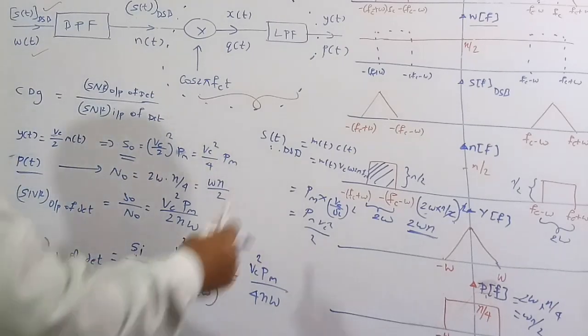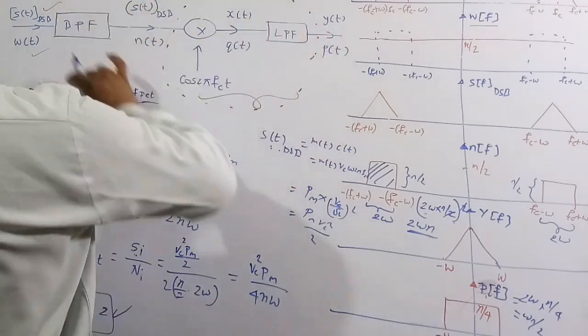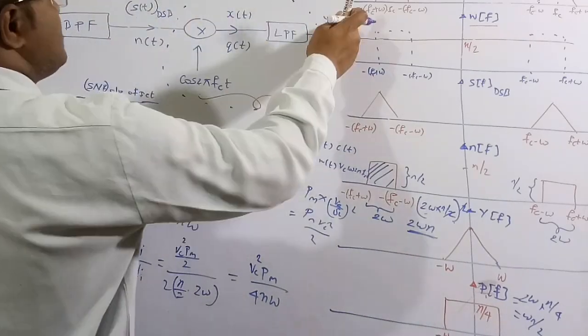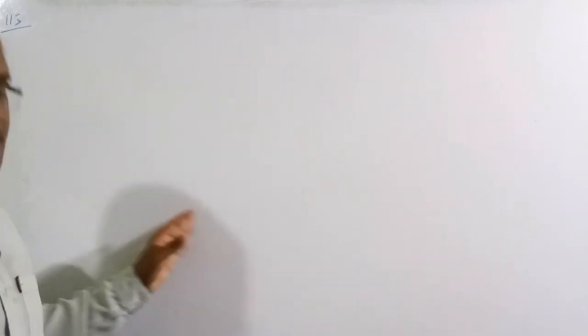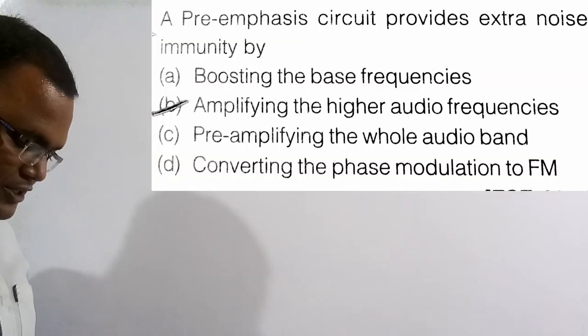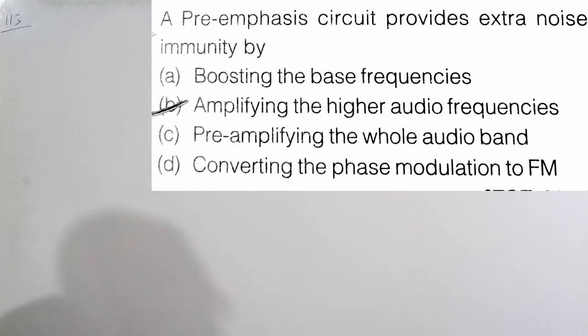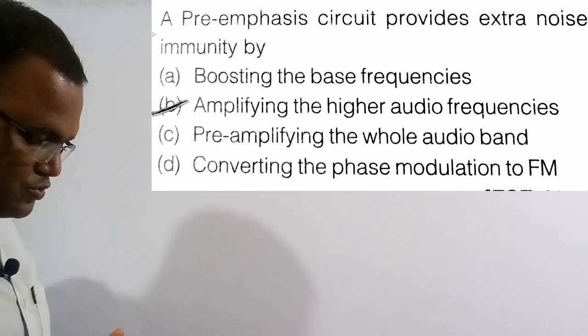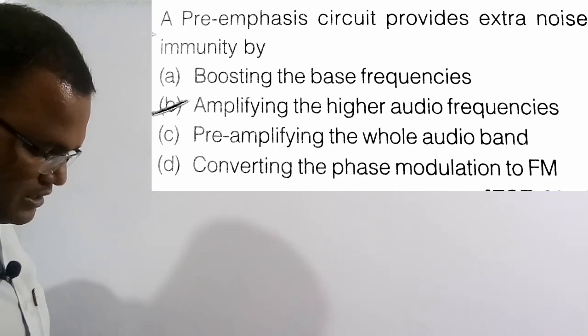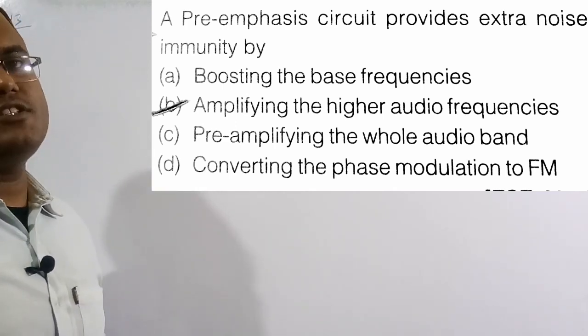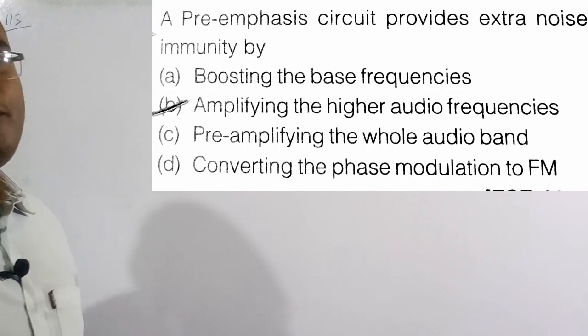So the overall gain is nothing but the signal to noise ratio of the output by the signal to noise ratio of the input. Now you are going to solve question 113. See the question here: a pre-emphasis circuit provides extra noise sensitivity by. Out of the four options, option B, amplifying the higher audio frequencies. Here we will discuss more about this one.